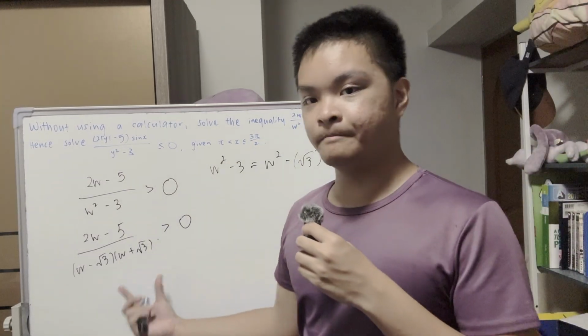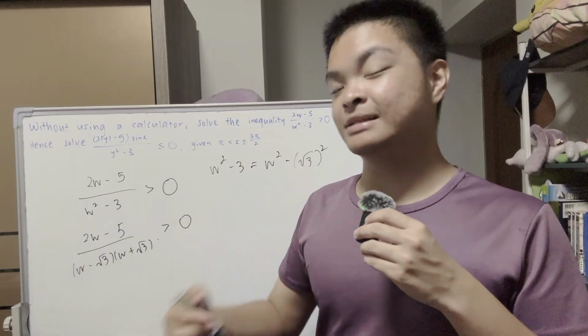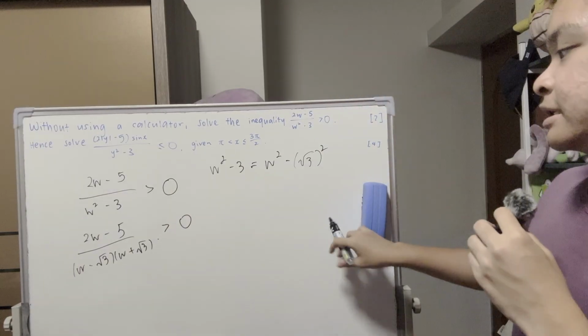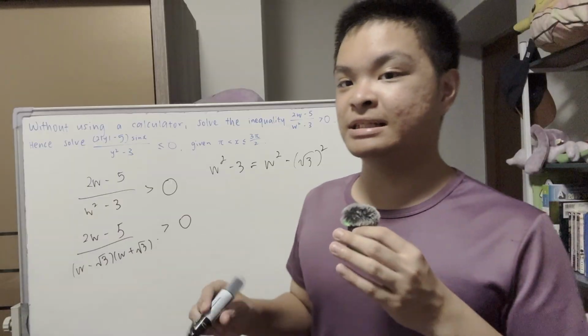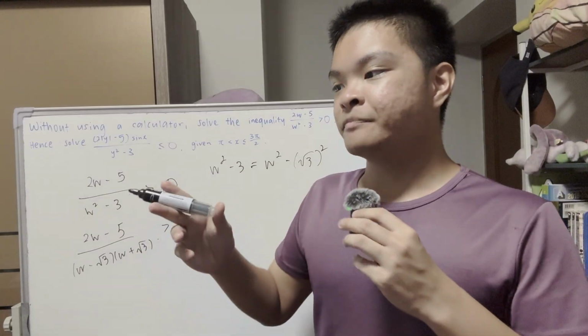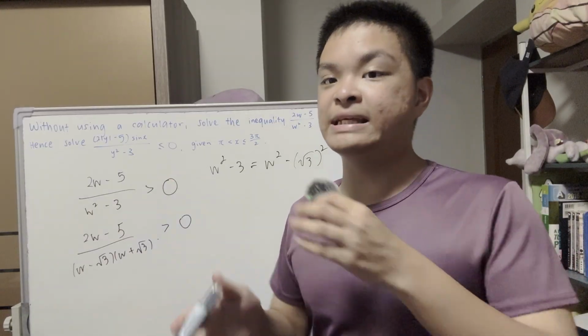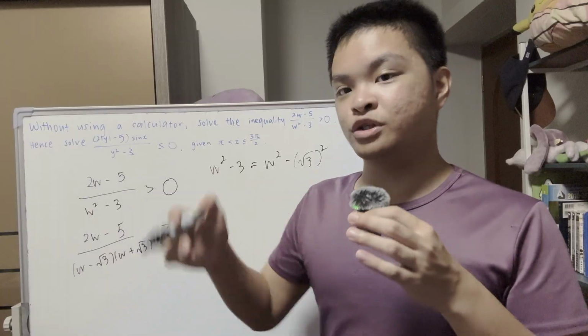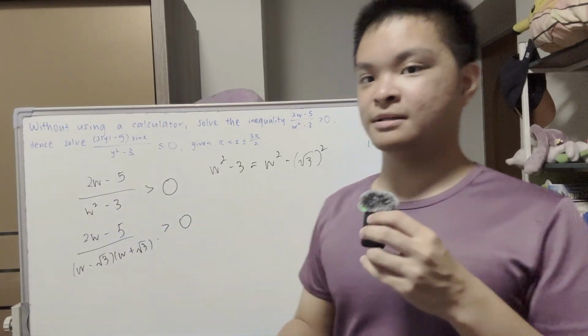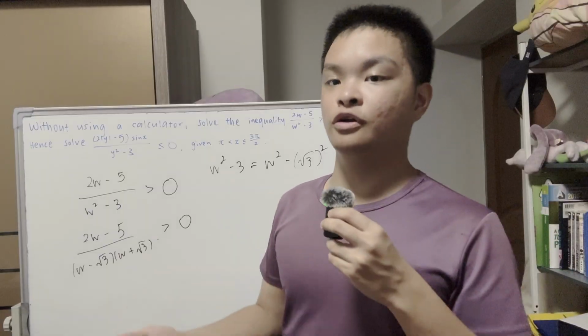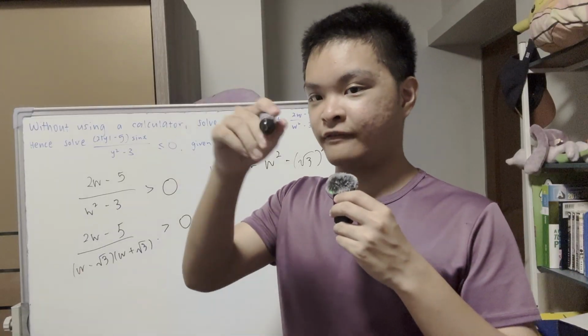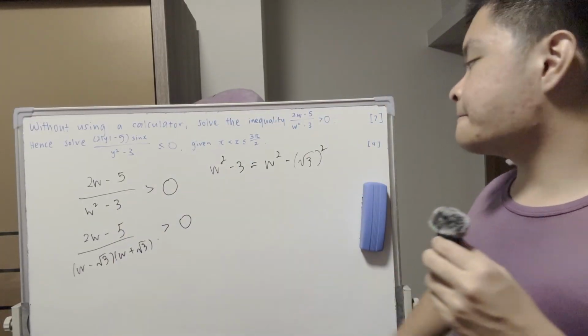So once we're here, we can do the sign test. For those who don't know, which if you're watching this, I hope you know, the sign test basically helps us to easily identify which regions we want. Because normally, if you want to solve quadratic inequalities, which your secondary school has taught you, you have to draw the graph and then do that. But you don't actually need to do that.